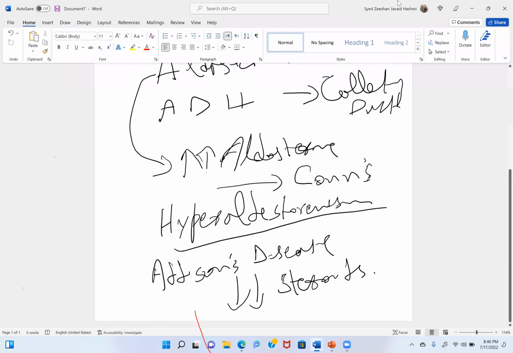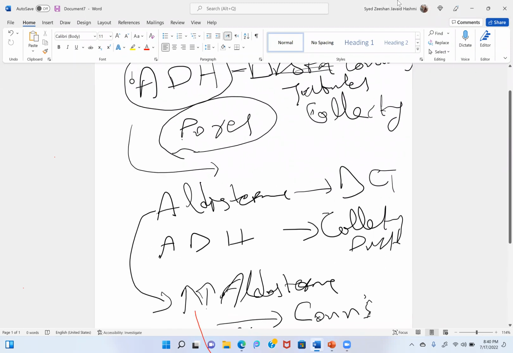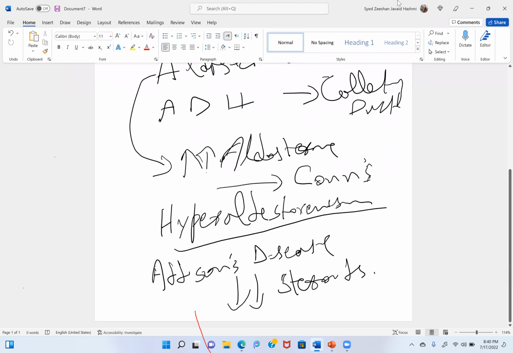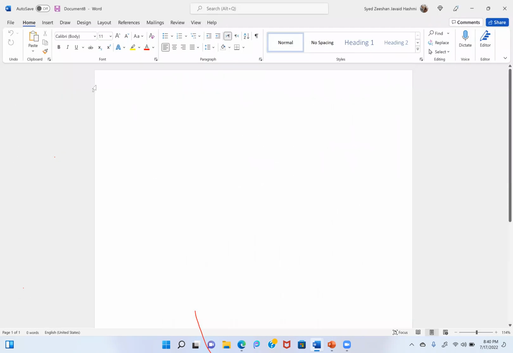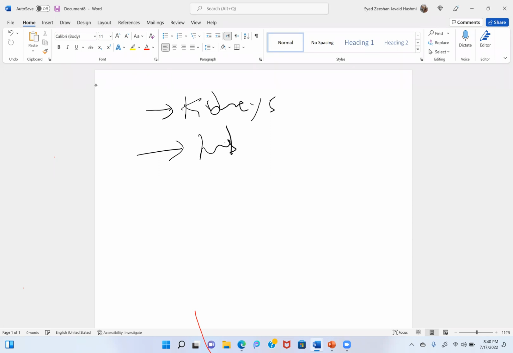So just to have an idea, if you don't understand these things, it will be difficult for you to understand. Now if we think about how these electrolytes are controlled, one place is kidneys, one place is intestines. And then what else? One place is bones.